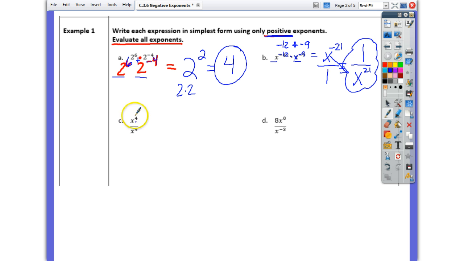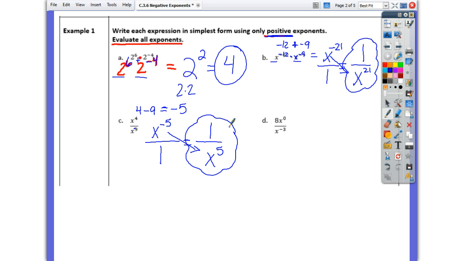Letter C. Now we learned earlier this week that when we divide, we subtract our exponents. So we're going to have 4 minus 9. That gives me a negative 5. So I'm going to have x, because 4 minus 9 is a negative 5. So I'm going to have x to the negative 5th power. And we're not allowed to have any negative exponents. So simplify the reciprocal, x to the 5th power. 1 over x to the 5th power is your final simplified answer.